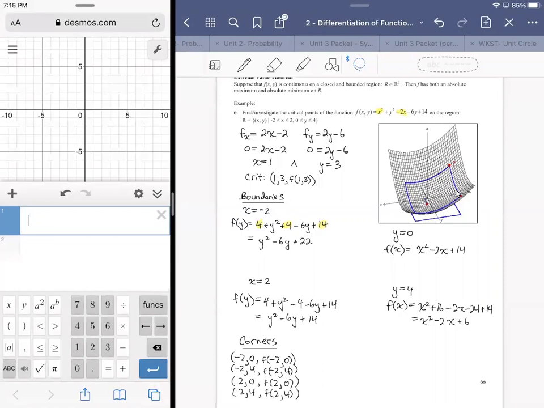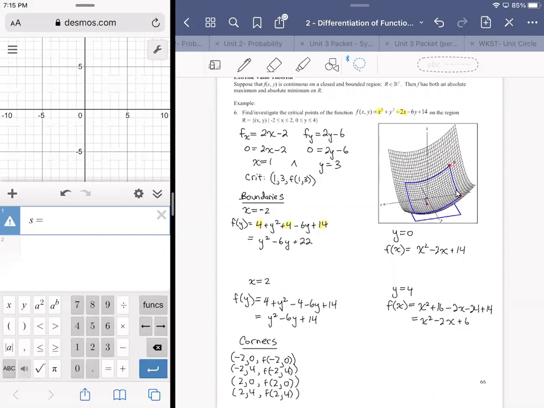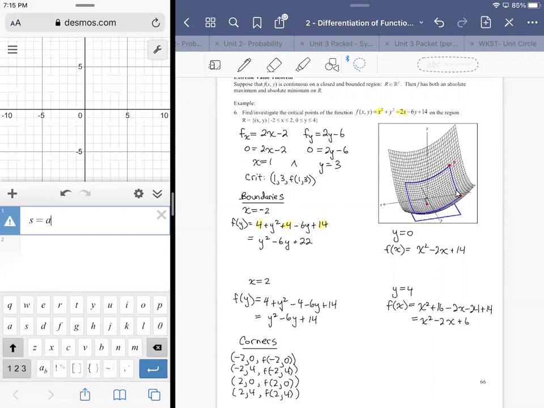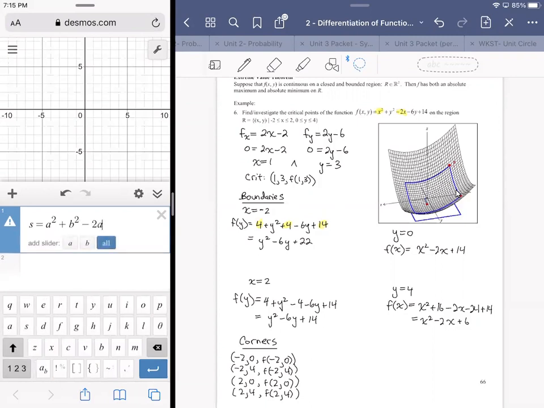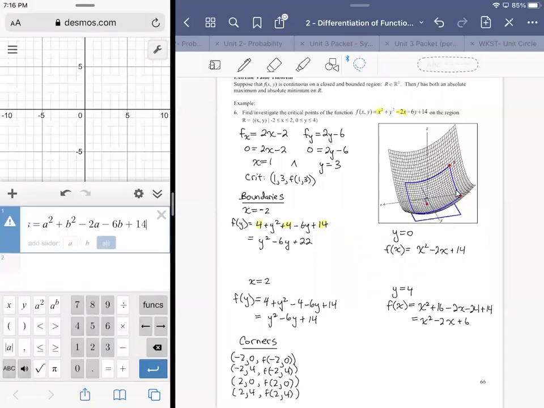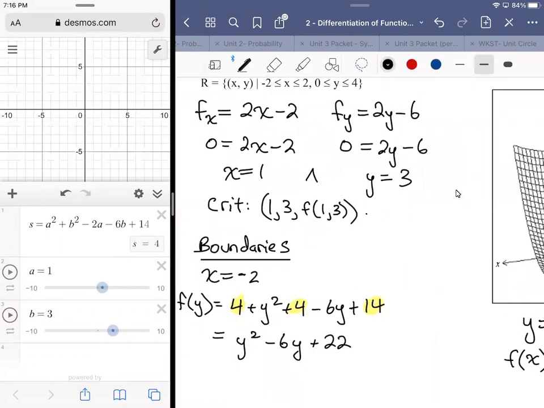So I'm going to type it in as S equals, put it in any way you want, but I'm using S equals A squared plus B squared minus 2A minus 6B plus 14. The benefit of doing it this way is we can make use of the sliders. So we get a 4 for the critical value. So 1, 3, 4.